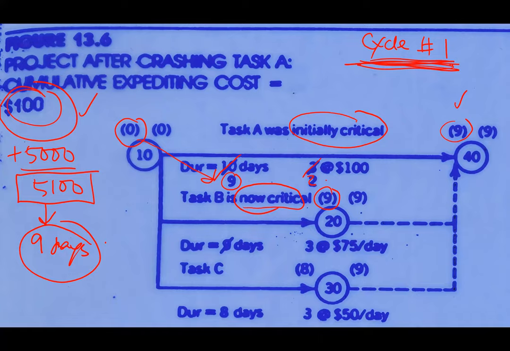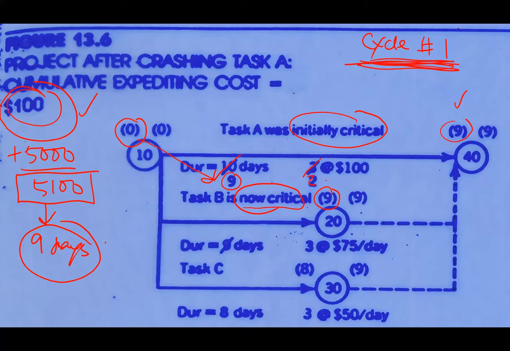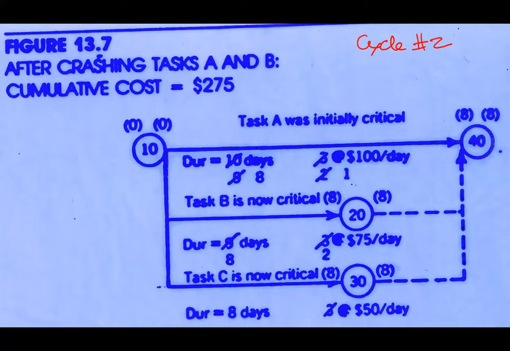Now we go into cycle number two. Let's assume in cycle number two, we want to reduce the project from 9 days into 8 days, one more day, okay? We want to reduce one more day. So how do we do that?